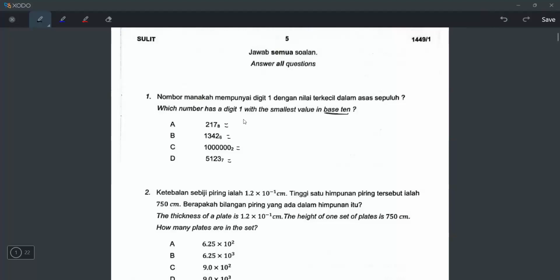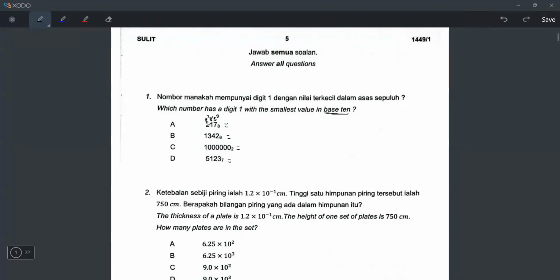So let me get my calculator. Okay, so I got my calculator here. Let's do this. How can I convert a number from base 8 to base 10? I think you should write down the place value first. When you write down the place value, then you can start to convert. So we have 8 power 0, 8 power 1 and 8 power 2, because it's base 8.